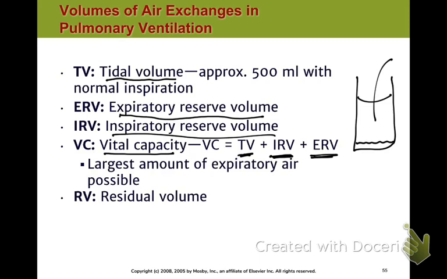Okay? Residual volume is the air that's left in your lungs all the time. Even after the most forceful expiration, there's still air left in your lungs. Okay, you'd have to literally roll them up like little tubes of toothpaste to get all of that air out. We never get rid of that residual volume.